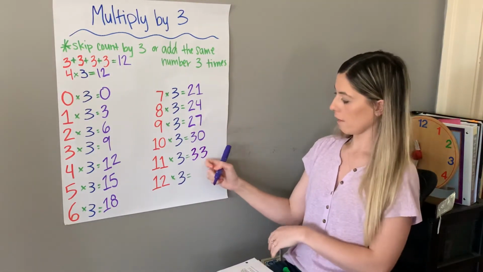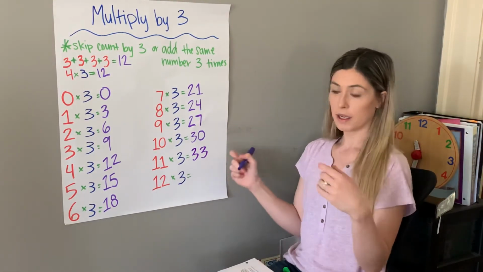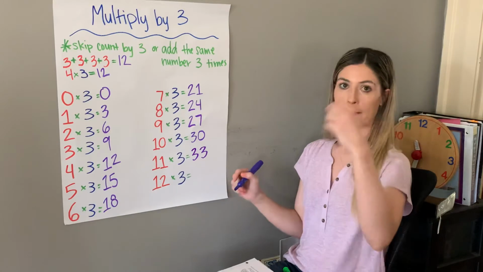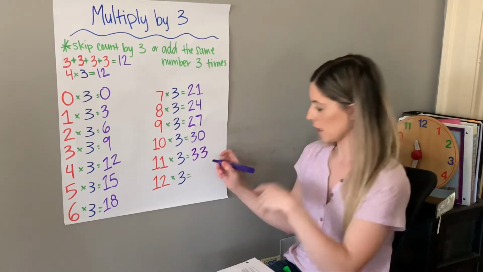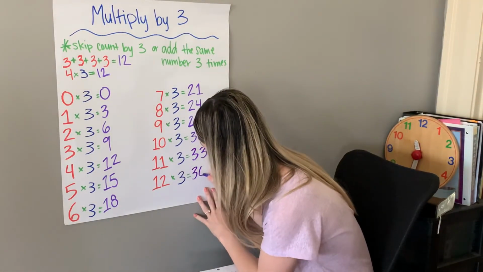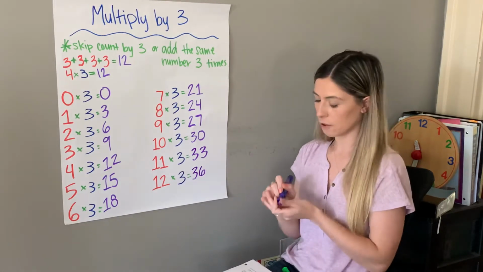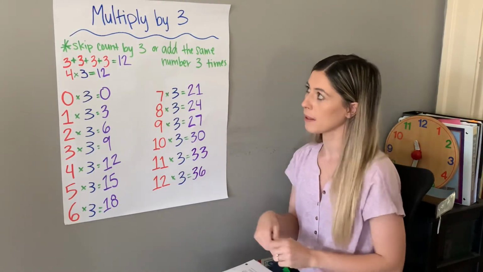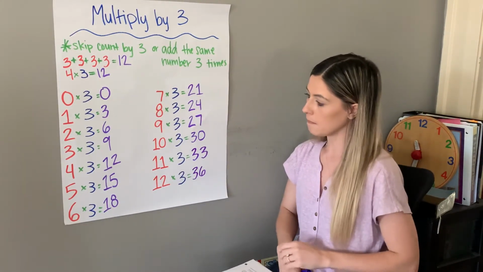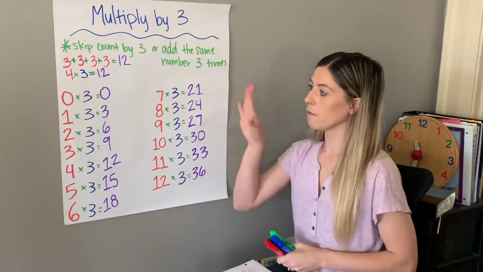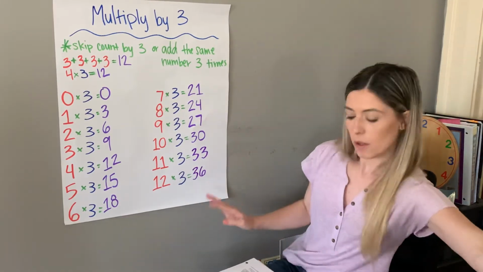And then 3 more than that would be 12 times 3. So after 33 comes 34, 35, 36. So that's several different ways to help you count by threes, multiply by threes. Let me know if you need a counting chart or anything like that.